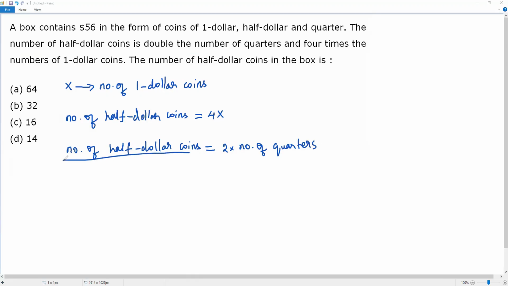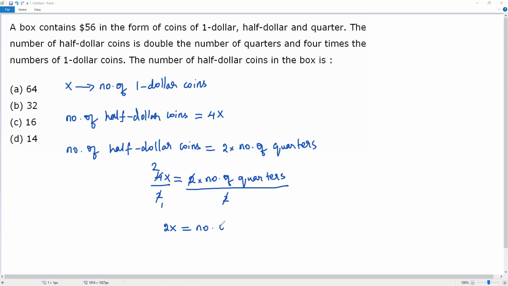Already we got the number of half dollar coins in terms of X, that is 4X. We can plug in this 4X for this stuff. Then we have 4X equals 2 times the number of quarters. Let me write it. Now, to get the number of quarters, we have to divide both sides of the equation by 2. This 2 will cancel out. 2 goes into 2 one time, 2 goes into 4 2 times. On the left side, we have 2X. On the right side, we have the number of quarters. Let me write it. Okay, here I've assumed X as the number of $1 coins. Then I get the number of half dollar coins as 4X, and the number of quarters as 2X.